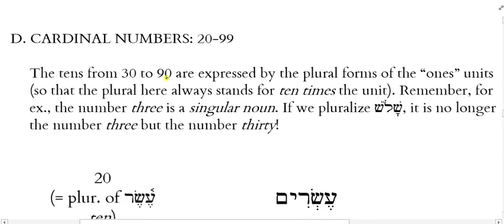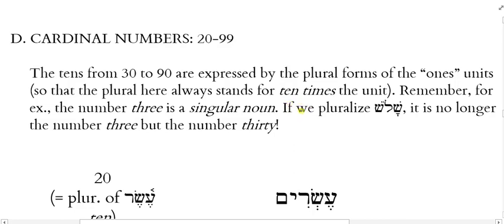Okay, to form the numbers 20 through 99, we have to know how to make numbers multiples of 10, because we're dealing with numbers like 20, 30, 40, 50, 60, 70, 80, 90. Here's how you do it in Hebrew. For the numbers 30 through 90, you express these by taking the singular number like 3, 4, 5, 6, 7, 8, 9. Remember, those are singular numbers, and you make them plural. You change their form to an -im ending, a masculine plural ending. And that turns the number into a multiple of 10. You multiply it times 10.